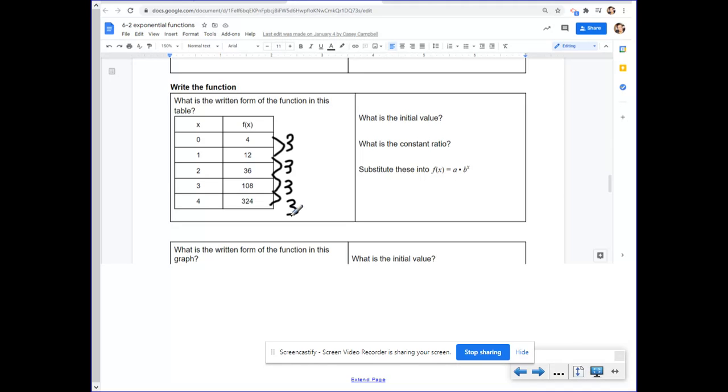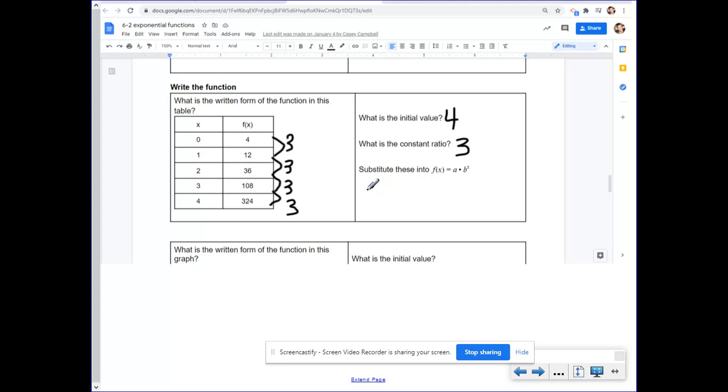So it says, what is the initial value? So when x is 0, what's the first number that we have? When x is 0, what's the number that it gives us? 4. So our initial value is 4. What's the constant ratio, or the thing that we kept getting when we divided? 3. Okay, so now we're going to write our rule, or our equation, for this table.